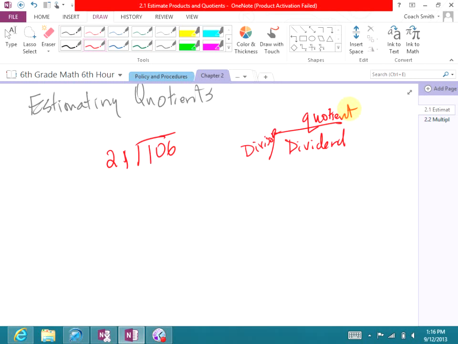Now, let's look at 21 divided into 106. I want to look at the leading digit of each of the numbers. So, Judah, what would I round 21 to?